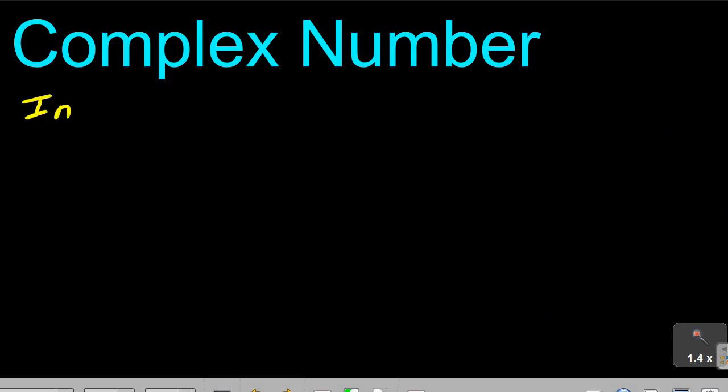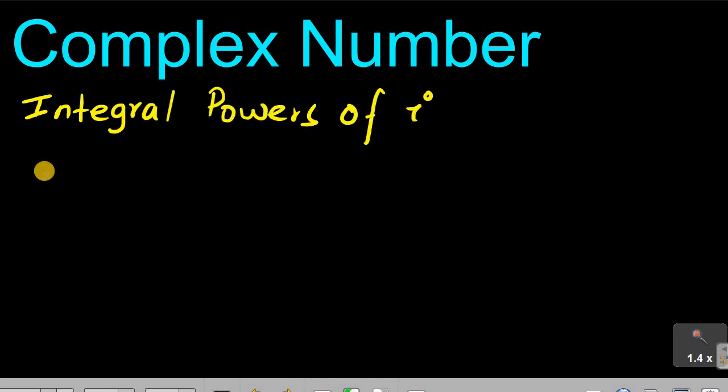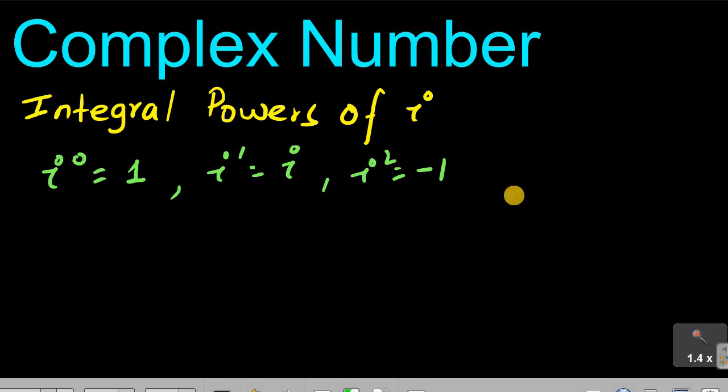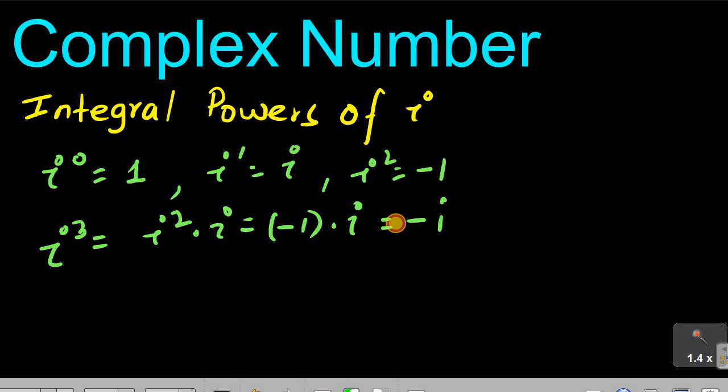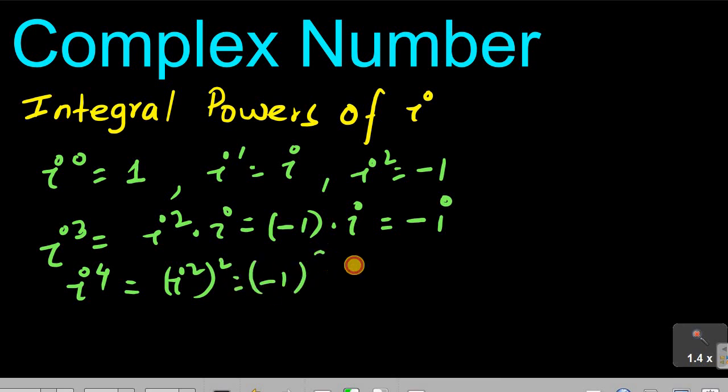Now let's see the integral powers of i. You should notice that i to the power 0 is equal to 1, i to the power 1 equals i itself, i square equals minus 1 as you have seen earlier. Then what will be the value of i cube? You can write this as i square into i, so it is minus 1 into i, that is minus i. Similarly, i to the power 4, can you say? You can write this as i square whole square, that is minus 1 whole square, that is equal to 1, and so on. We can find the values of powers of i.